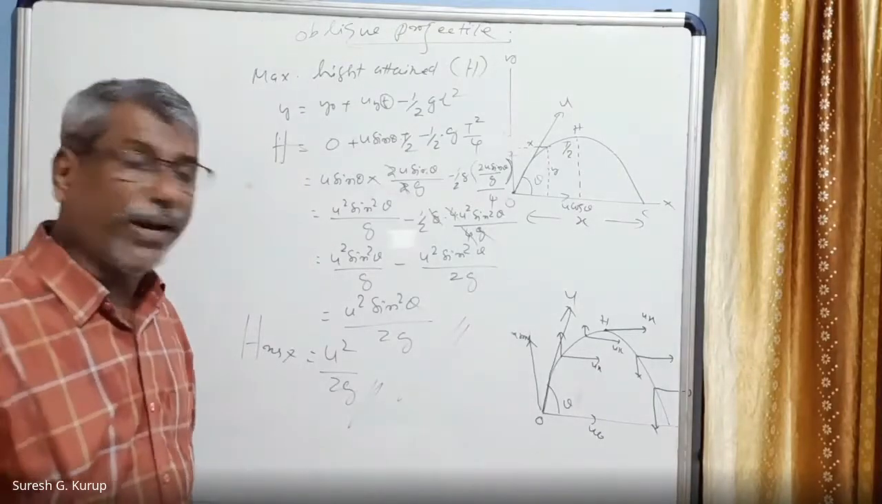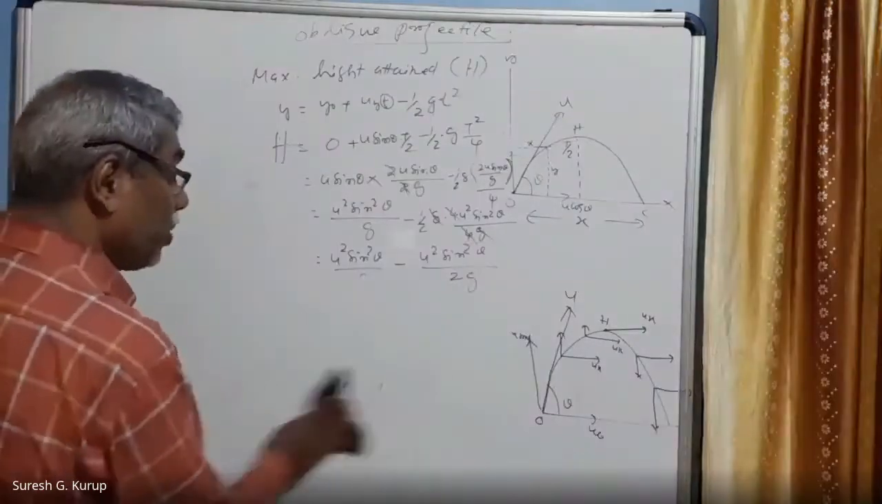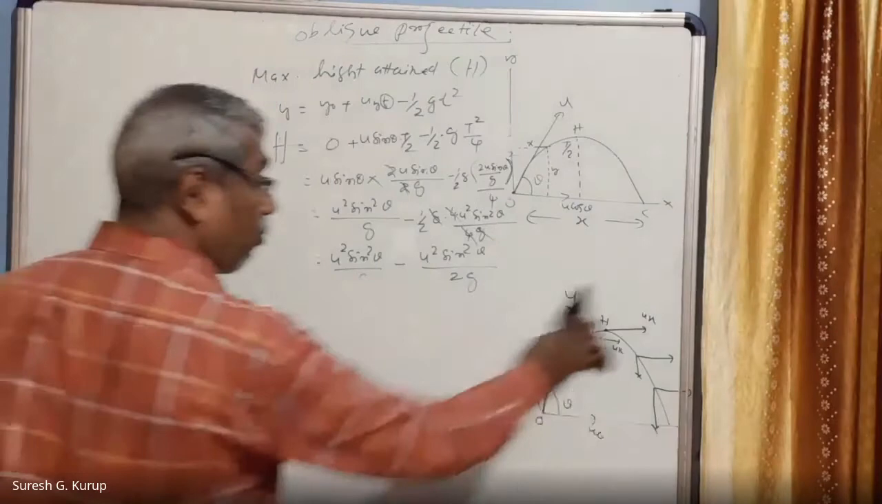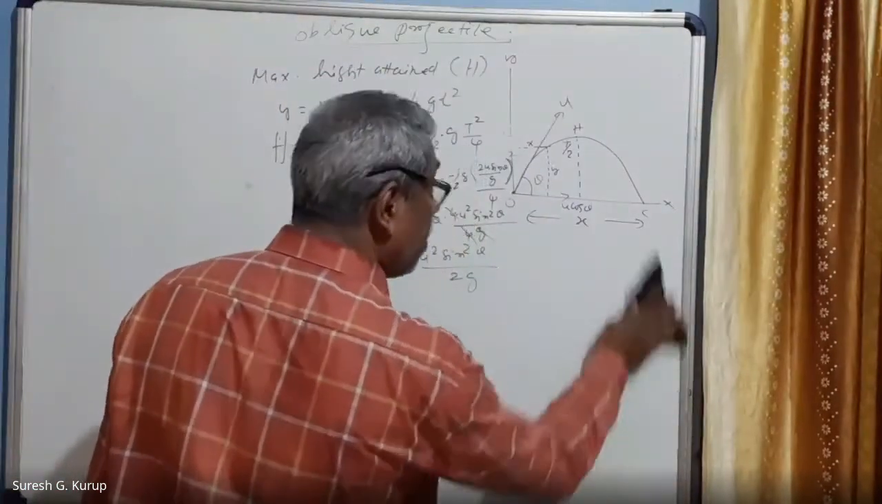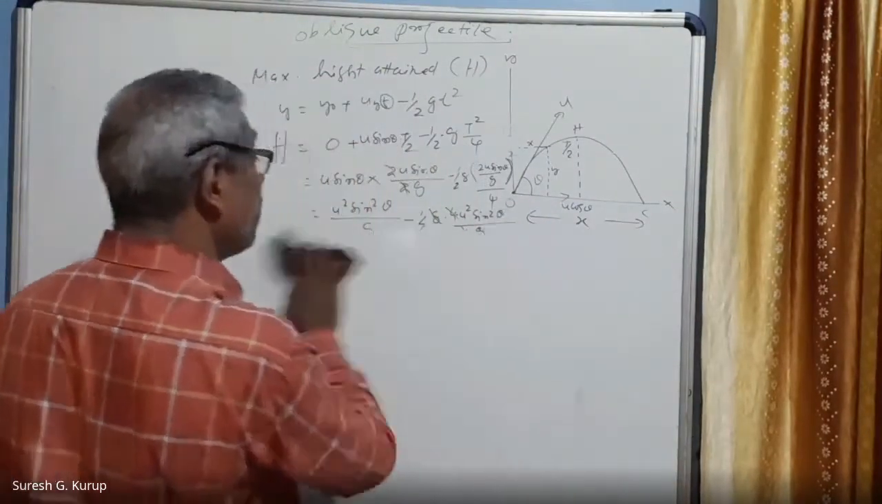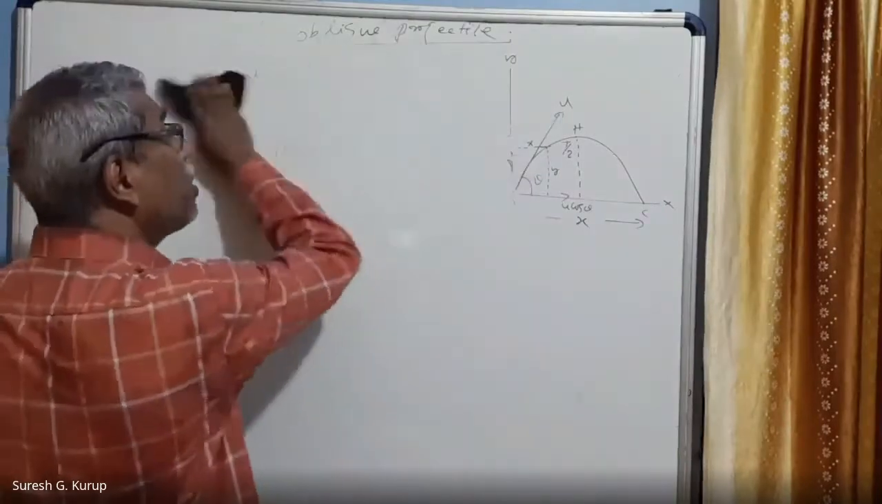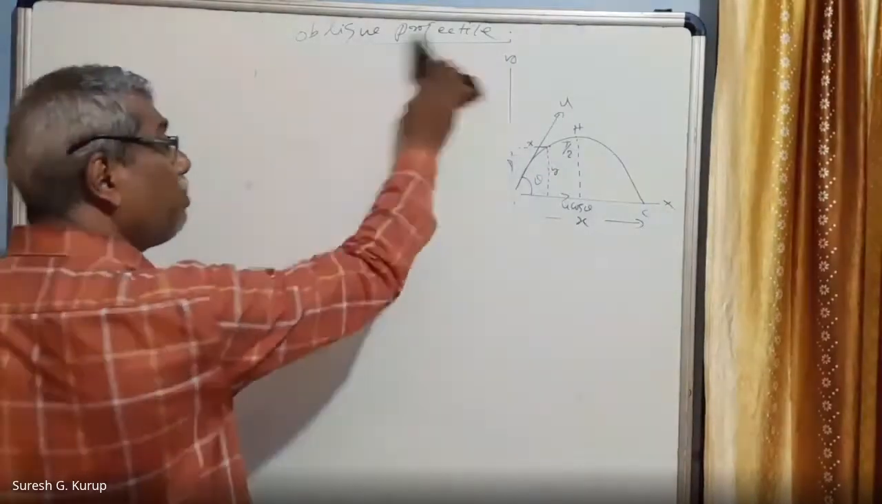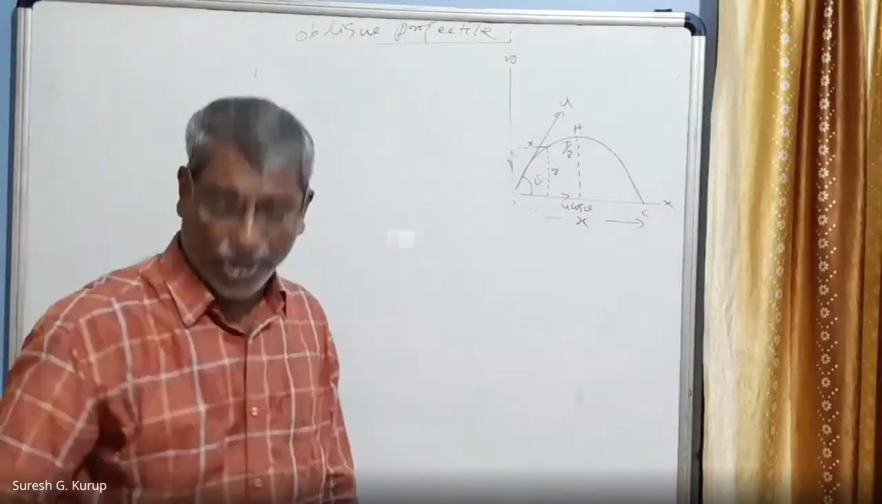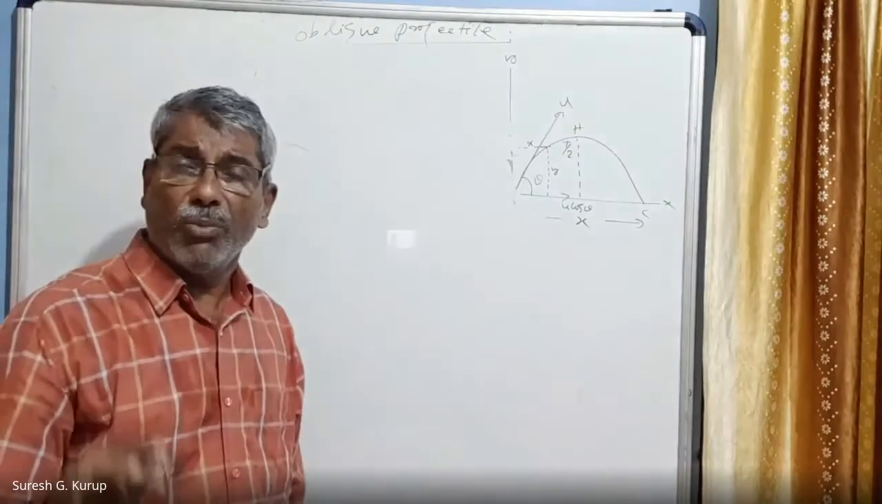Horizontal range, that also we'll see. Horizontal range also we will calculate as we did in the last case. Horizontal range is equal to... because horizontal motion is a uniform motion. What is it? Horizontal motion is a uniform motion.